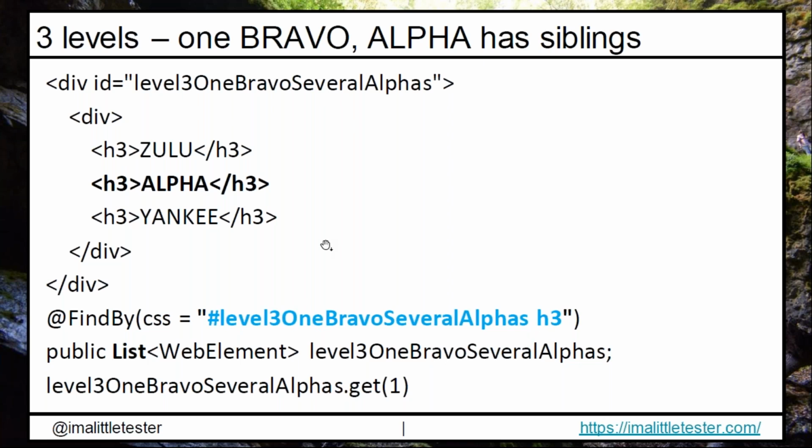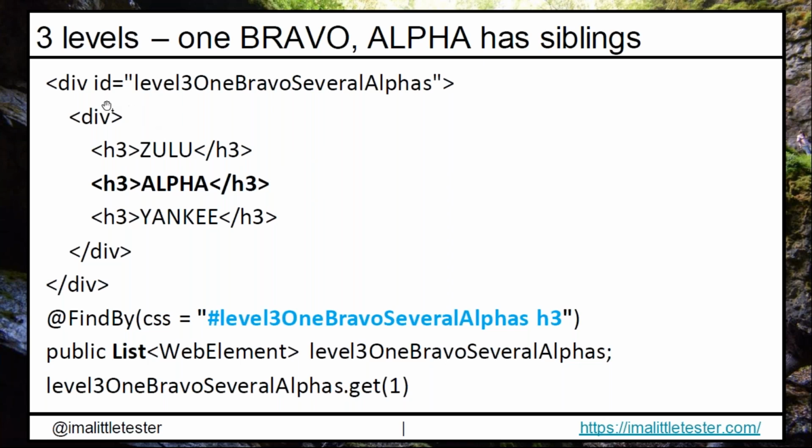This time, however, because alpha is the second element here in this list of H3s, we will store the result of this selector into a list. This way, we can access any of these three elements that we need whenever we need them. And the selector will be really short.